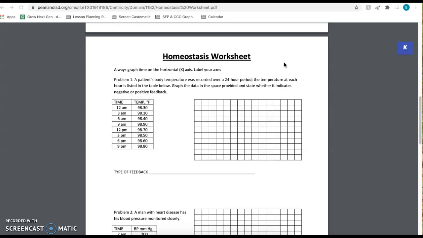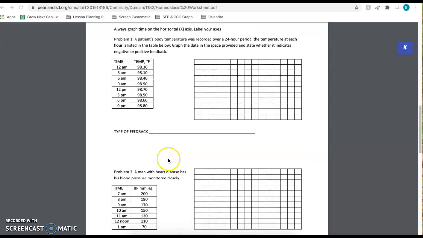I do expect you to be doing the graphs, and I'll put that in the notes on the calendar, that you need to submit your graph with this worksheet. I'll also put it on Schoology as well, okay? It tells you how to graph everything. Like it says here, always graph time on the horizontal or x-axis, and temperature on the vertical or y-axis, okay? Then you're going to decide what type of feedback it is, negative or positive.